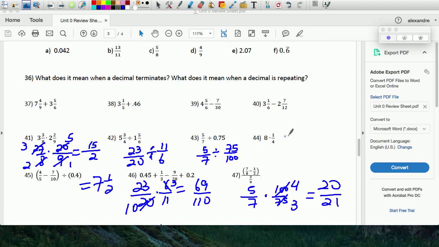44. So I'm going to put 8 over 1. 8 times 1 on the top is 8. 1 times 4 is 4. And 8 over 4 is just 2.